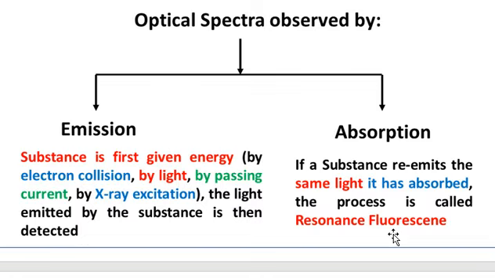Resonance fluorescence means that you illuminate a substance with some wavelength, and the substance re-emits the same wavelength. Such an emission is called resonance fluorescence emission.